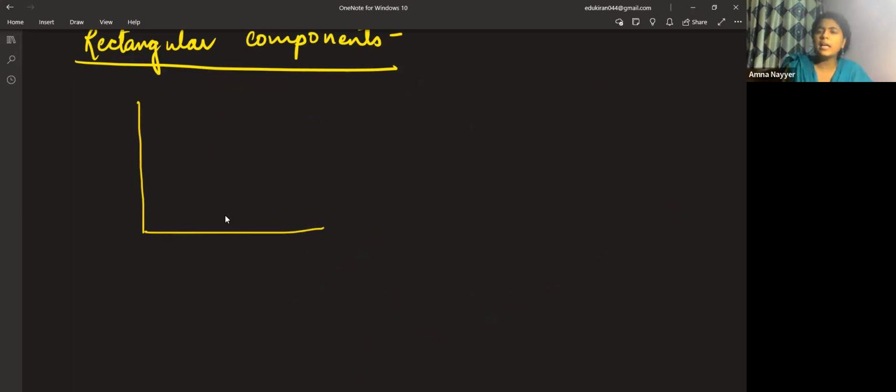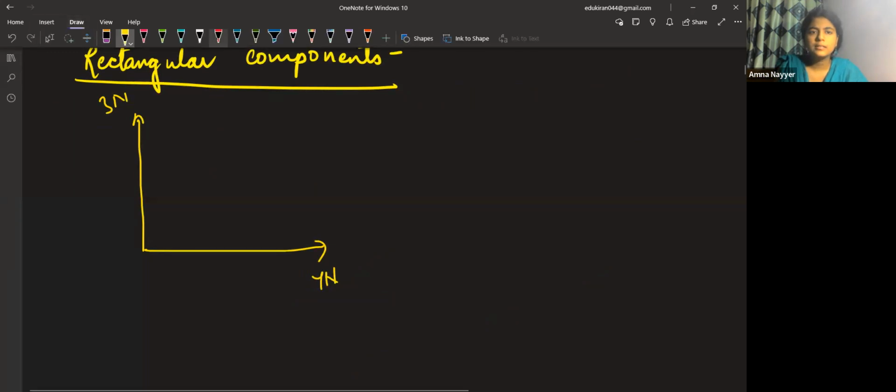In between, the angle can be anything, but the total angle is 90 degrees. Suppose this is, let's say, 4 Newton, and this is 3 Newton, and the main resultant vector is 7 Newton.